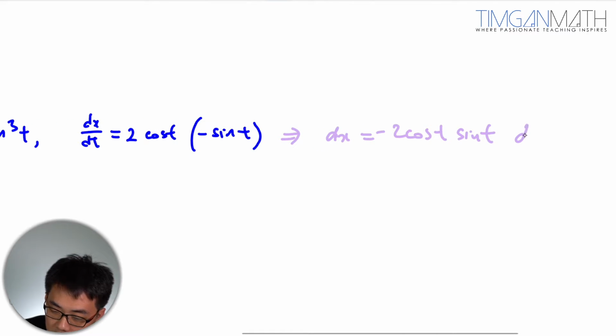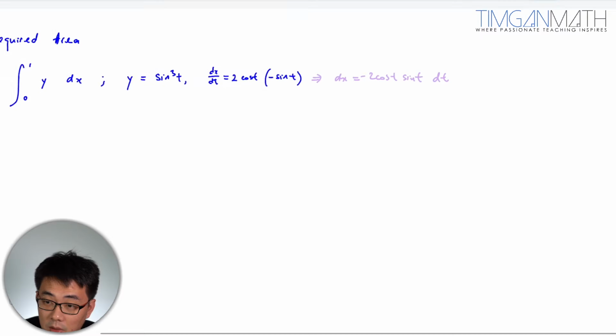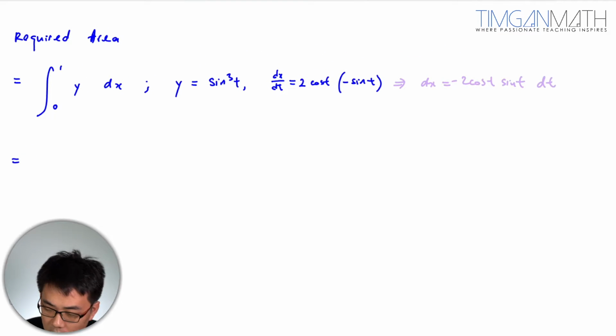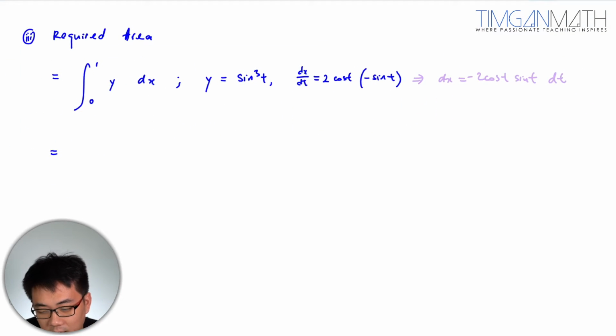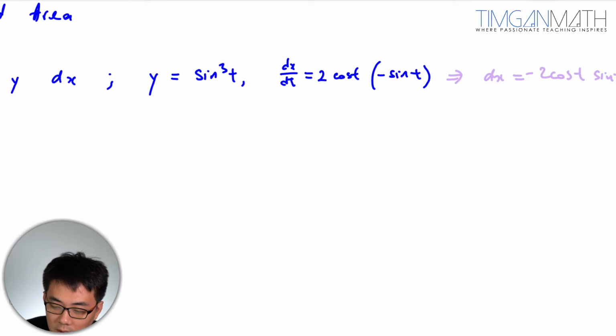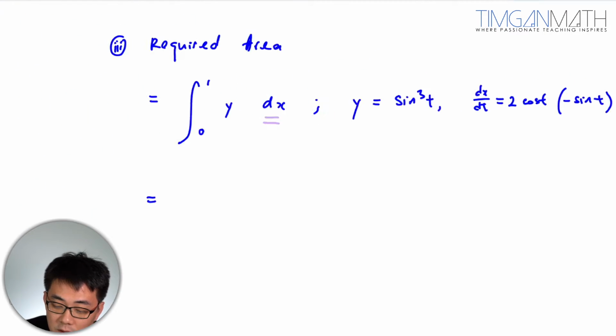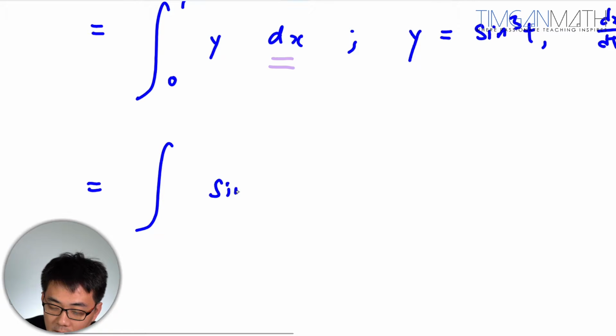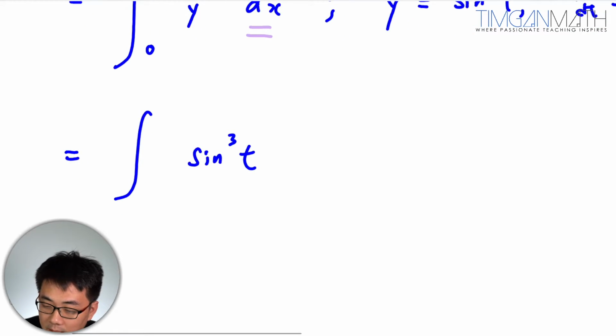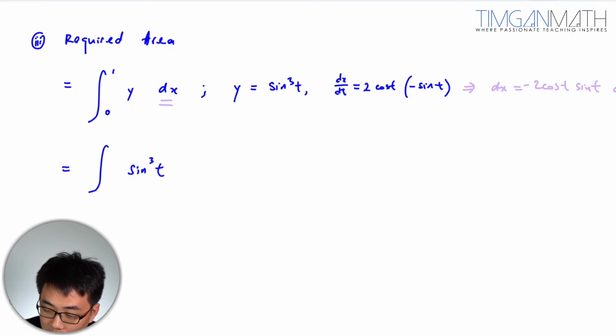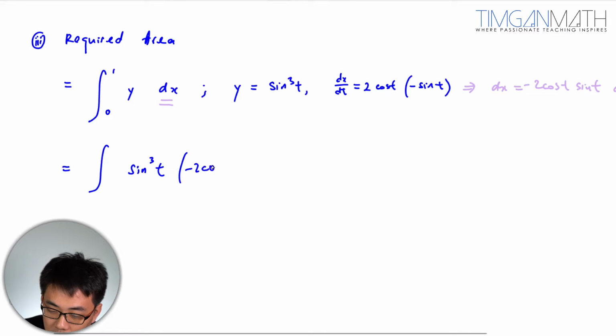So of course, please erase this away. If not, actually, I think it's fine, but if you're not allowed to write this, then just make sure that you erase it away. So now our whole goal here is to change this to parametric form. So sine cubed t times dx dt, which is actually minus 2 cosine t sine t dt. Okay, so I just replace the whole thing here.